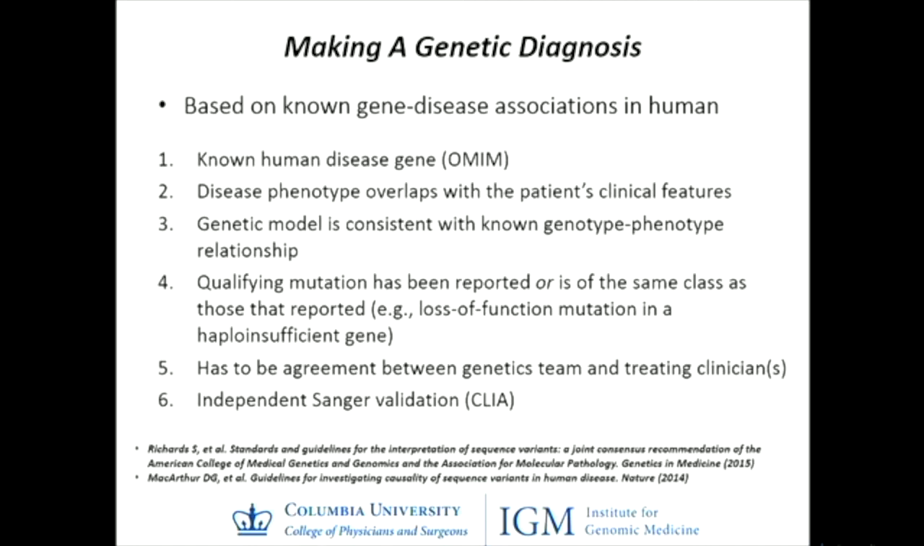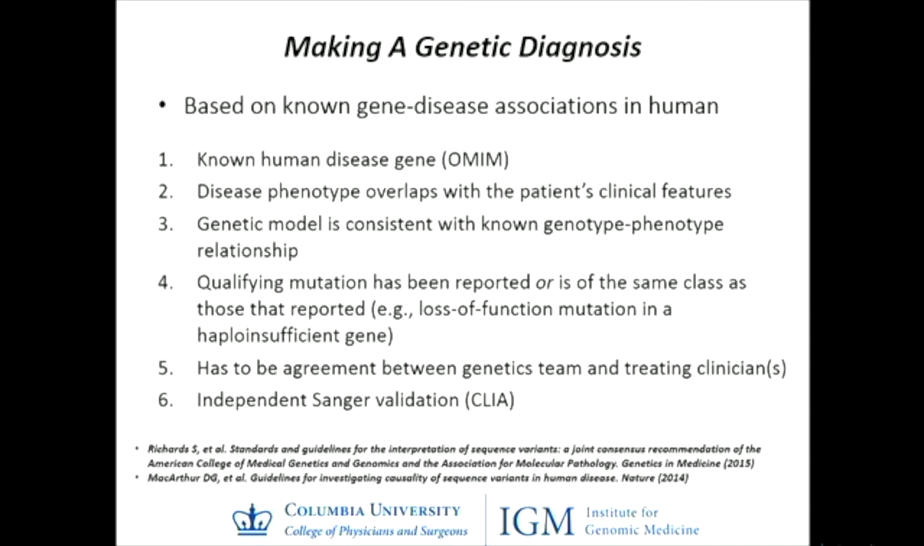Moreover, the qualifying mutation itself has to have been observed in other patients, or the same class of mutations has to be observed. So, for example, if you identify a mid-protein loss of function variant in a human haploinsufficient disease gene, then that can often be sufficient, but you would want to do the sanity check of ensuring that that actual loss of function variant results in loss of function through some functional assay.